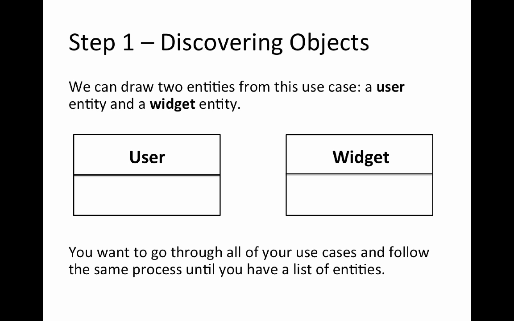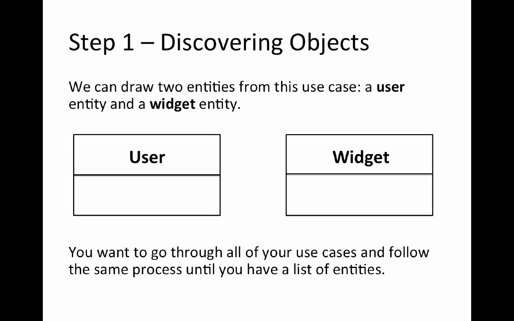So from there, we can draw those two entities that we've pulled out of that use case: the user entity and the widget entity. We represent these as rectangles, like a little box. The top portion of the box is the description of what the entity is. And then we'll use the bottom portion of the box to write down our attributes.